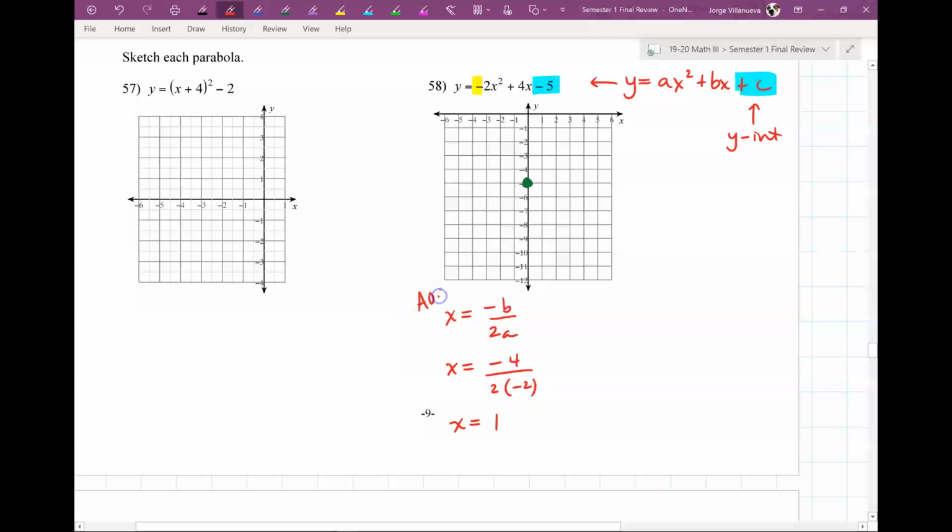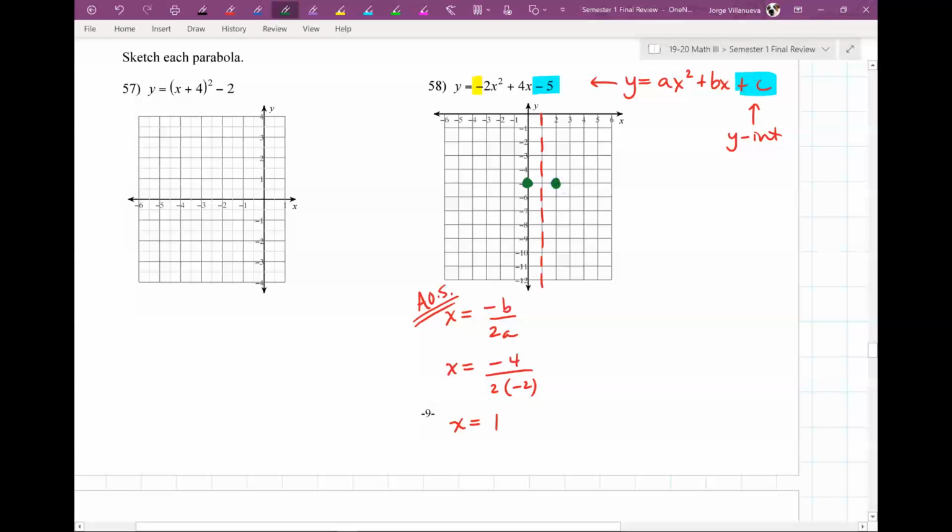I'll put it right here, AOS, axis of symmetry. So I'm going to draw it. Here's my axis of symmetry. That means that it cuts the graph vertically in half. So you see that green dot that I have there? I'm going to copy it on the other side as well, because it's symmetric.